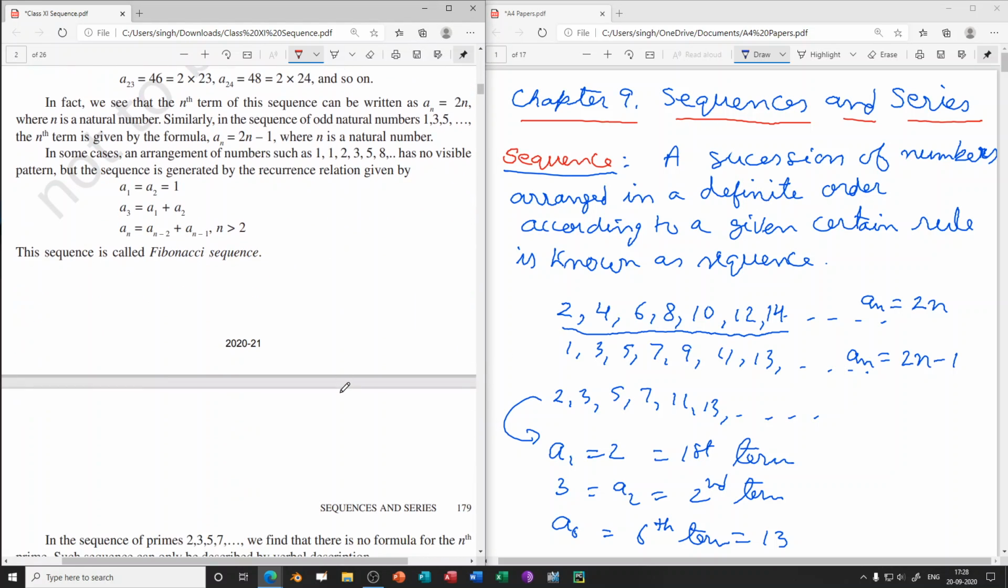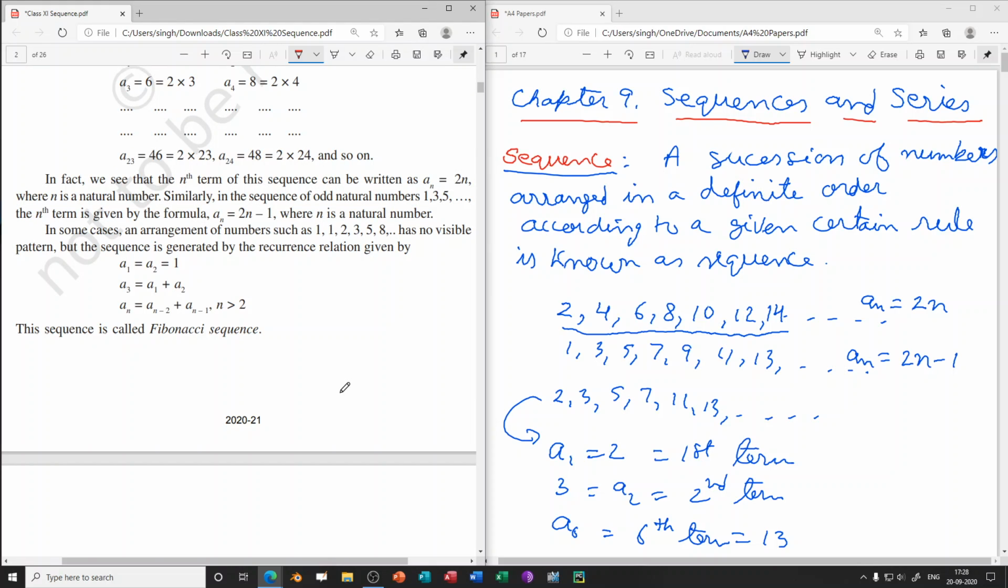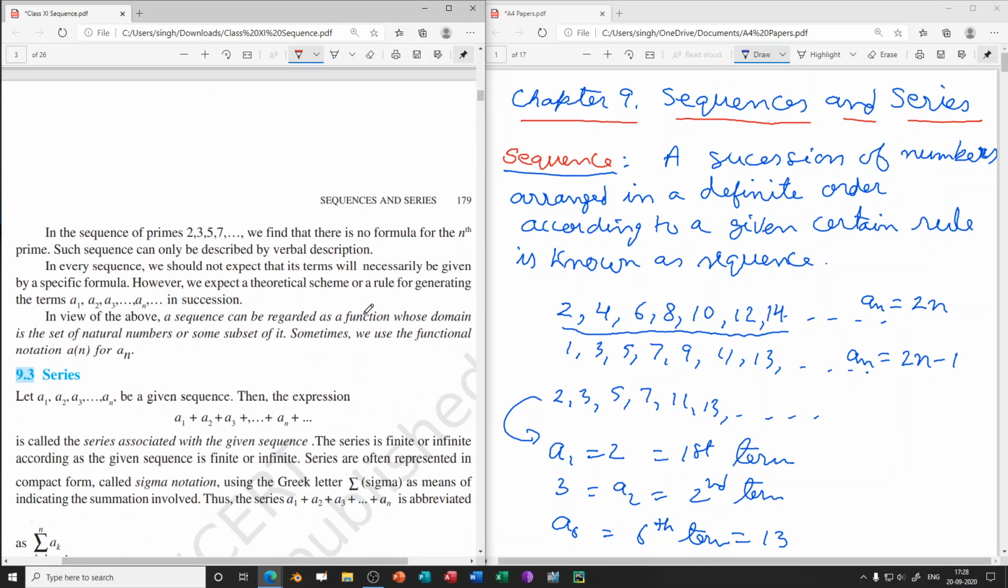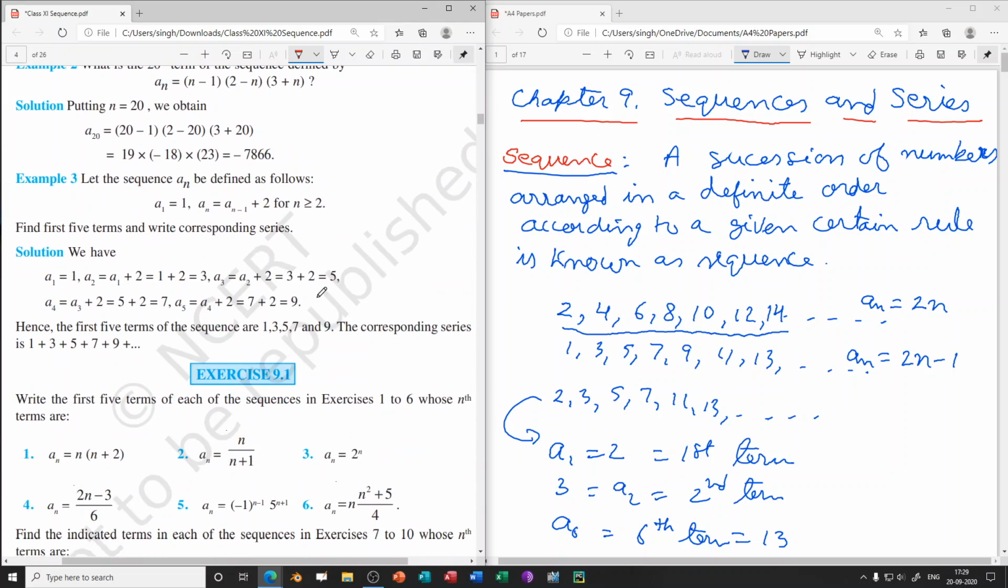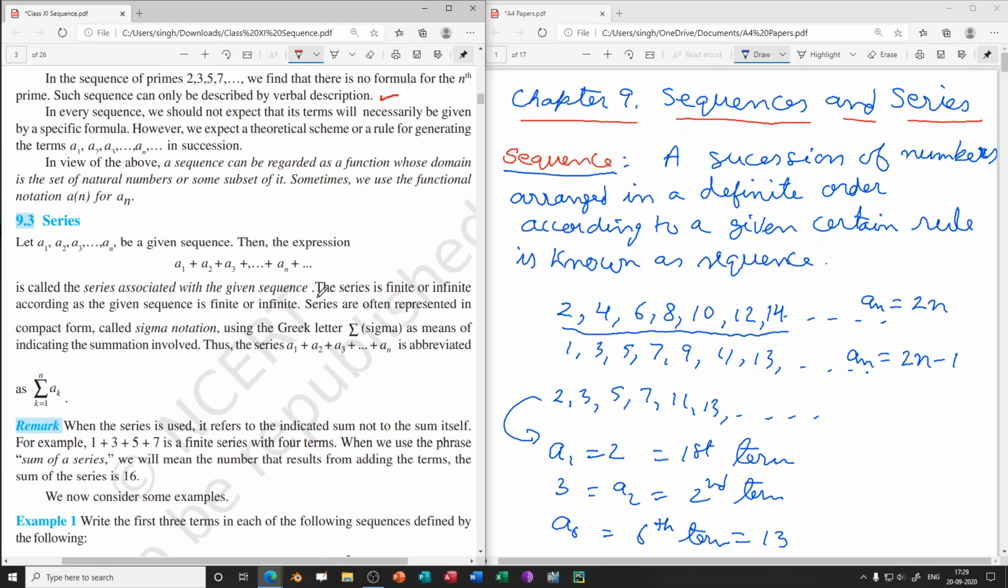Now next, whatever we have discussed here, in the sequence of primes 2, 3, 5, 7, we find that there is no formula for the nth prime. Such sequences can only be described by verbal description. So every time, as we have discussed, when the rule is not possible, such sequences are not known as a progression. You have to learn it, it is known as progression.